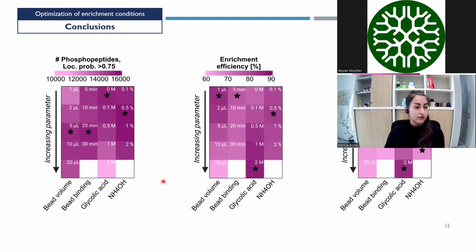But maybe when you observe that you have a lot of unspecific binding in your workflow, you should try to use rather competitive binding conditions. So if you want to go for a higher enrichment efficiency, you could use a lower bead volume, such as 1 microliter, with a decreased binding time of 5 minutes, a high molarity of glycolic acid, and 0.5% of ammonium hydroxide. And this is also valid when wanting to go for the rather multiply phosphorylated peptide species. So here you should also go for the rather competitive binding conditions with low bead volumes and high percentages of glycolic acid.